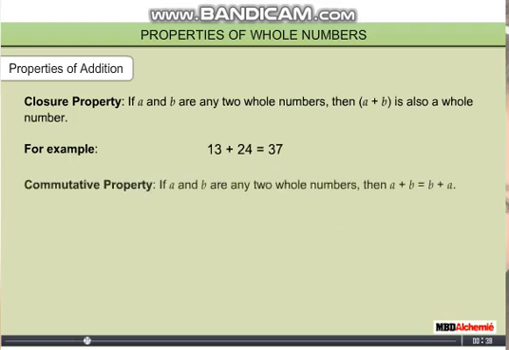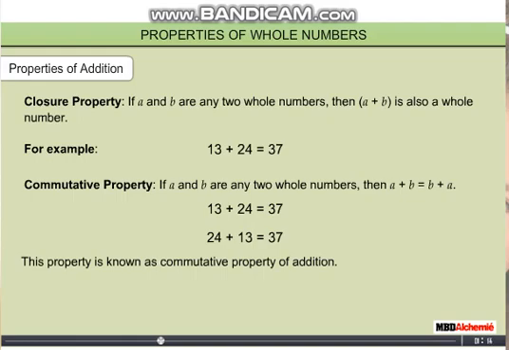Commutative property. If A and B are any two whole numbers, then A plus B is equal to B plus A. For example, when we add 13 and 24, we get 37. And when we add 24 and 13, we also get 37. In both the cases, the answer is same. This property is known as commutative property of addition.